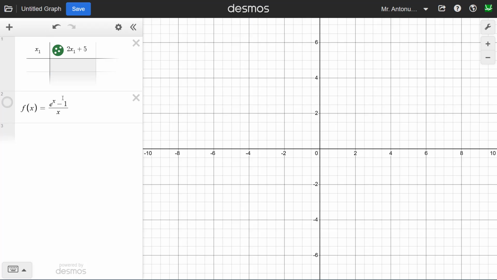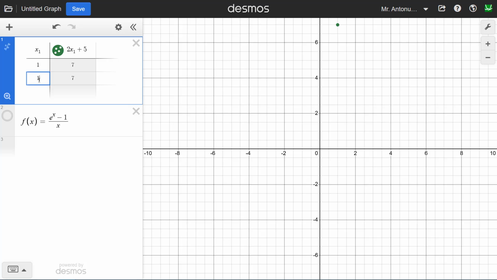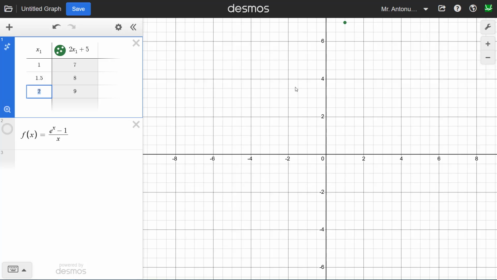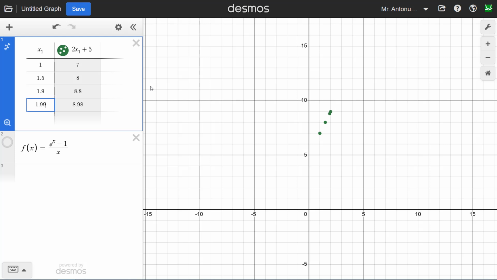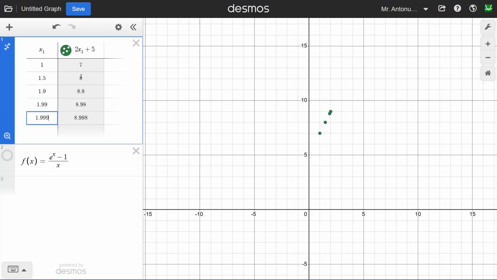So we're going to put in values a little bit less than 2. So let's start at 1, and then 1.5. Don't want to go just to 2 yet. 1.9, and then 1.99, and 1.999. And we could see that the y value gets closer and closer to 9 the closer you get to an x value of 2 as you approach 2 from values less than 2.